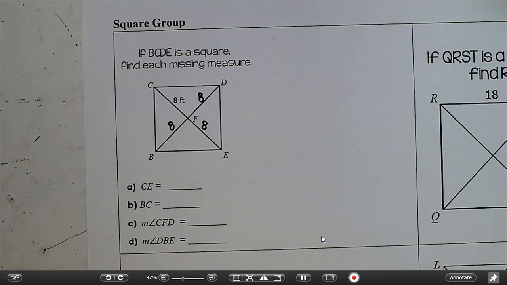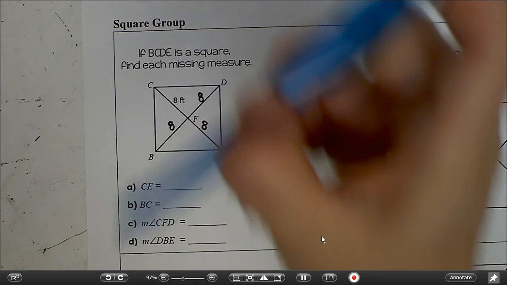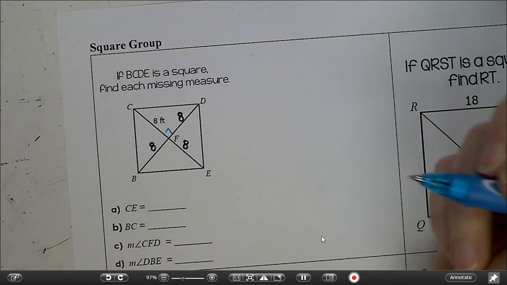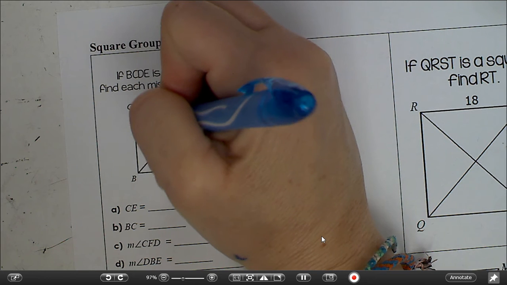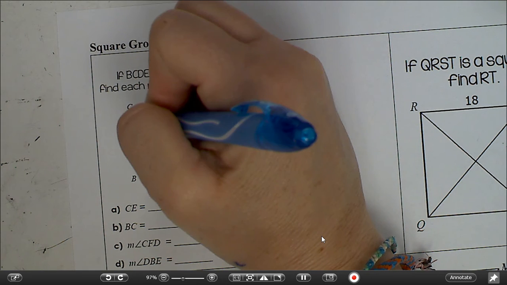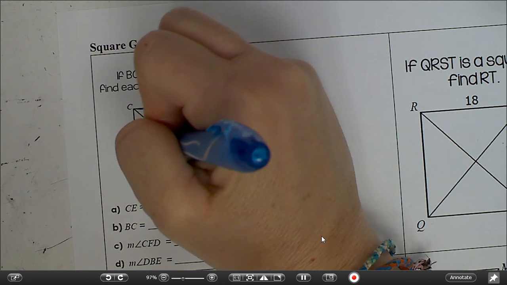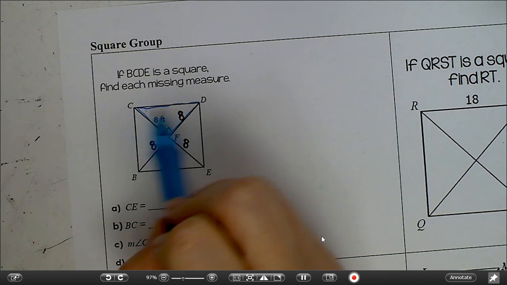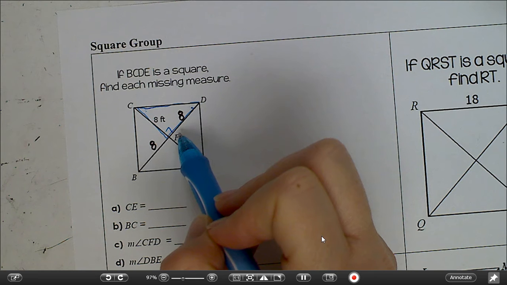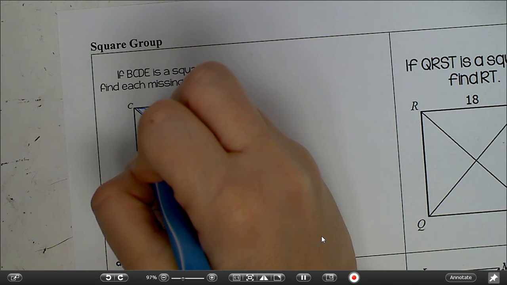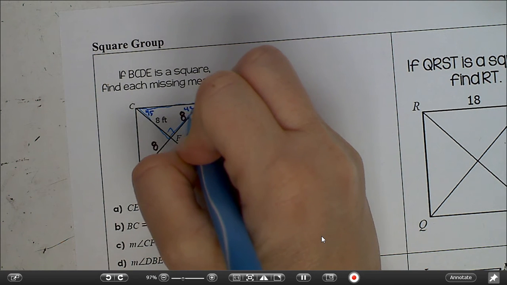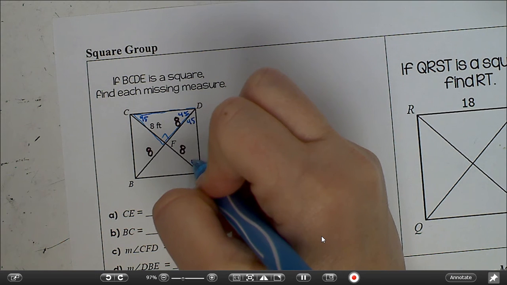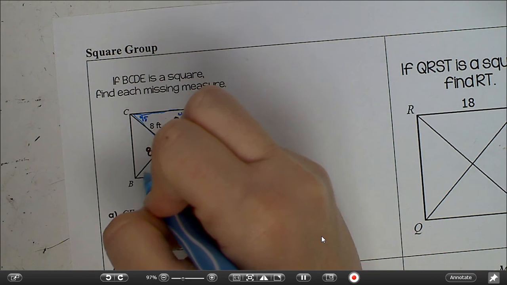We also know that in a square, diagonals are perpendicular, which creates a right angle here. And because this little triangle right here is isosceles, can you see it? We know that these two base angles have to be congruent. There's 90 degrees left, so 90 divided by 2 is 45 and 45. And so are all of them in a square.